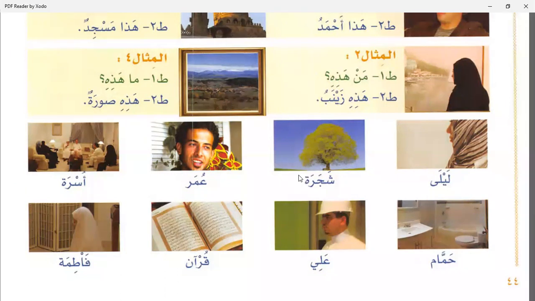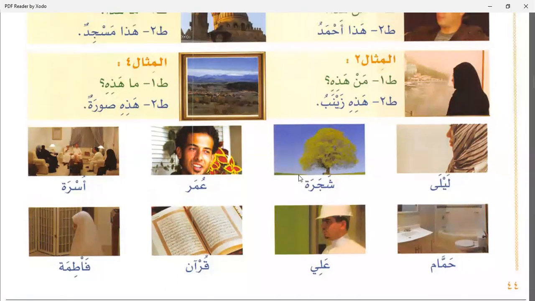Hazihi Shajara. Man haza? Haza Umar. Man haulai? But here we have family. We are considering family one word here, okay? We are not discussing the people. We are considering the word usra. So you say man hazihi. Hazihi usra.